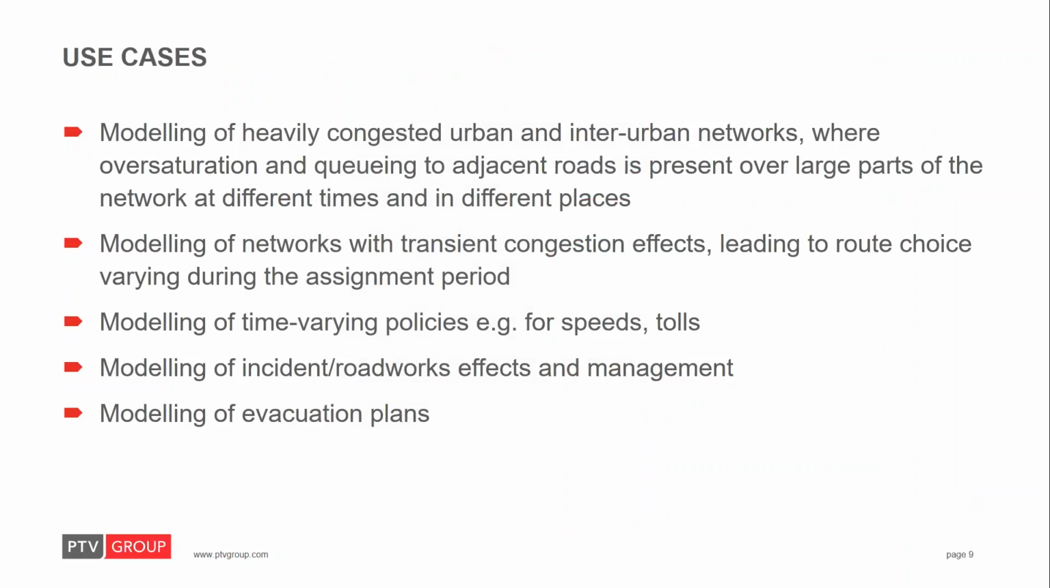So this also brings us to use cases for SBA. SBA is ideal for use cases with heavily congested urban and interurban networks, where oversaturation and queuing is present at different times and in different places of the network. SBA is ideal for modeling networks with transient congestion effects, which basically can lead to route choice that varies during the assignment period. It is also the assignment method that allows modeling of time-varying policies.